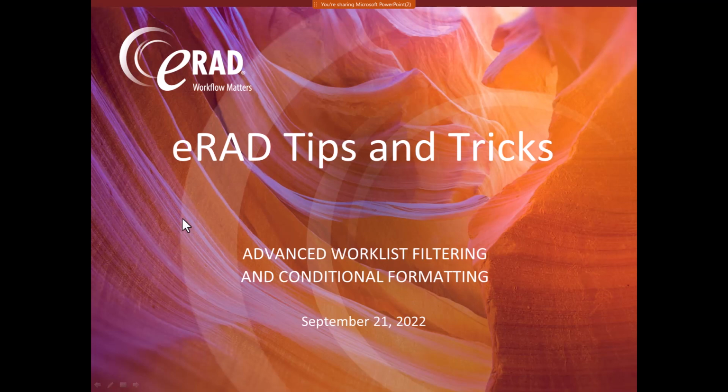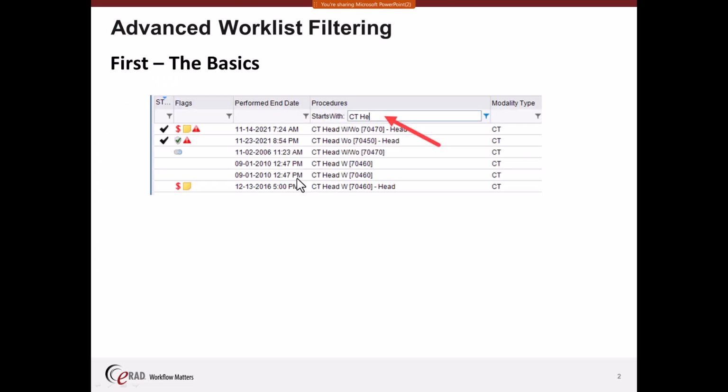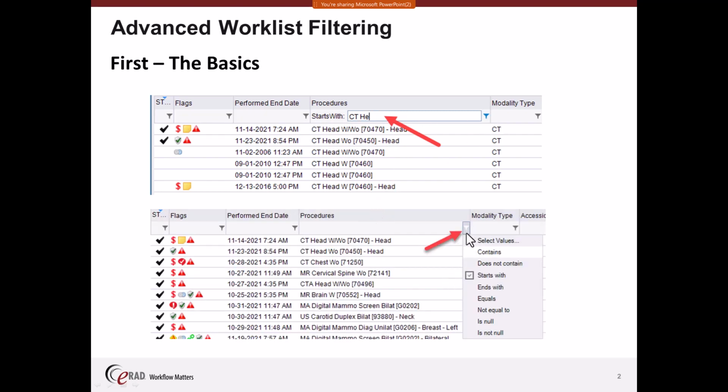Today we'll be talking about advanced worklist filtering and conditional formatting. So let's start. I'm going to assume you already know some of the basic worklist filtering functions, like clicking below the column header to insert your filter values, or clicking the martini glass icon to the right of the input field to choose your filtering mode, like contains, does not contain, starts with, etc.